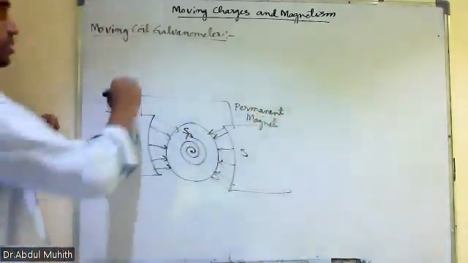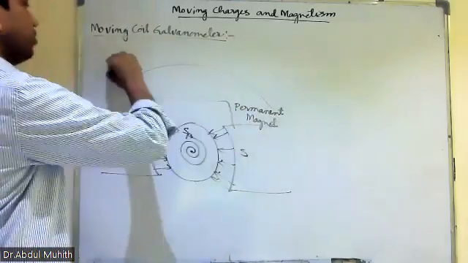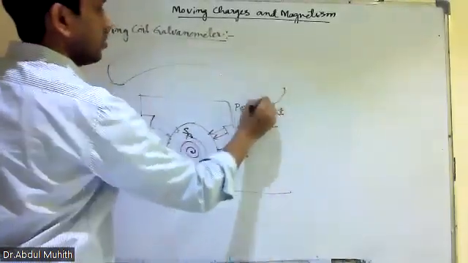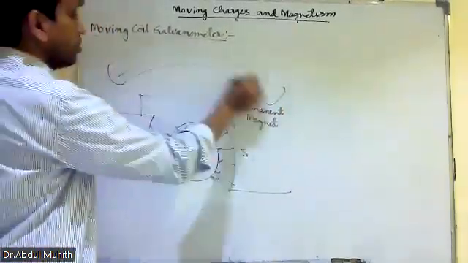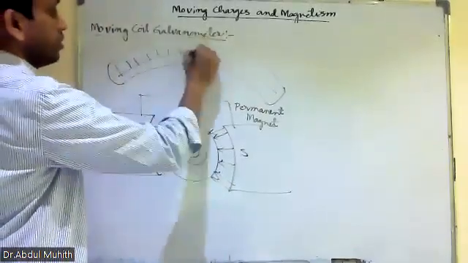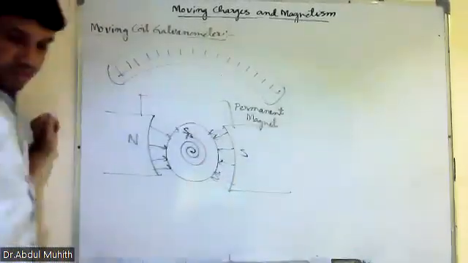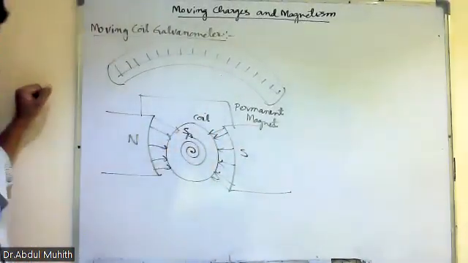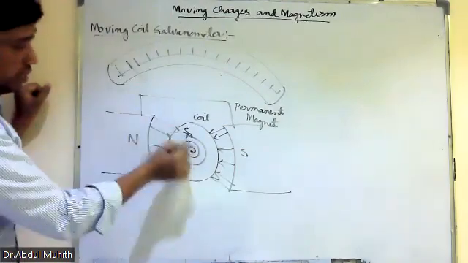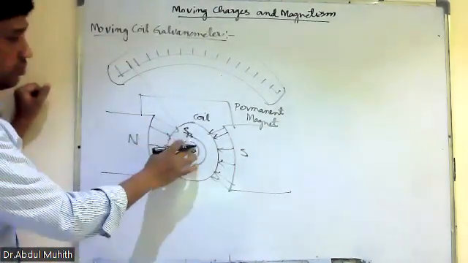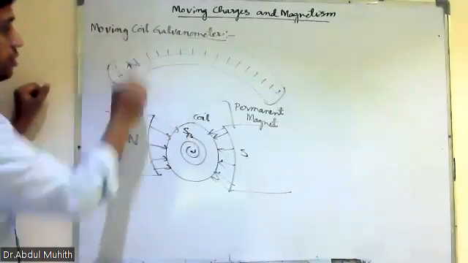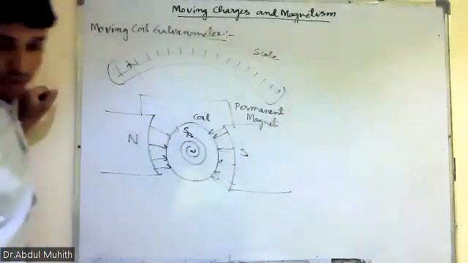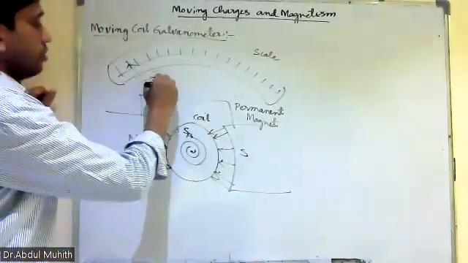Now here this is a scale, and these are the linings. Here we have a coil, and there is a spring at the bottom, and on the top there is a pointer. Clear? This is a scale, and there is a pointer.